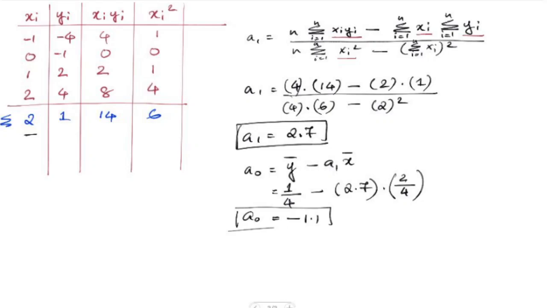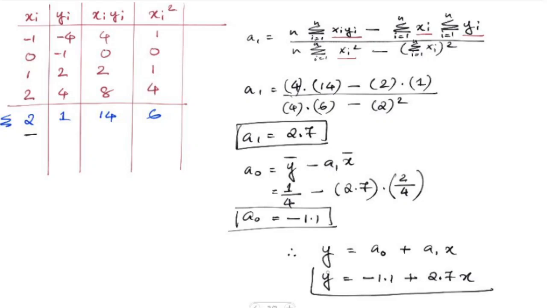So now we can write the numbers in the form that we wanted at the beginning, which was y = a0 + a1 x. So now we have the numbers: a0 is -1.1 plus a1 is 2.7 times x. So this is our final line equation.